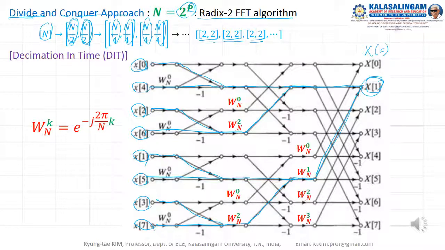X[1] can be calculated by using this flow and the exponential function. Just W0, 1, 2, 3 is enough. There is no need for 5, 6, 7 like that, because of the properties of symmetry and periodicity.